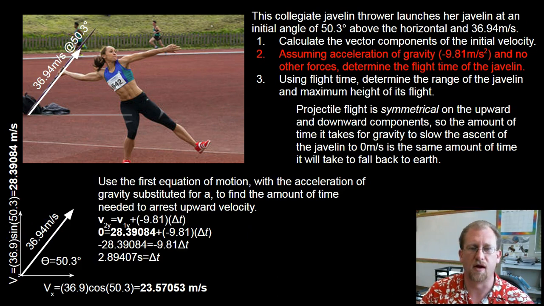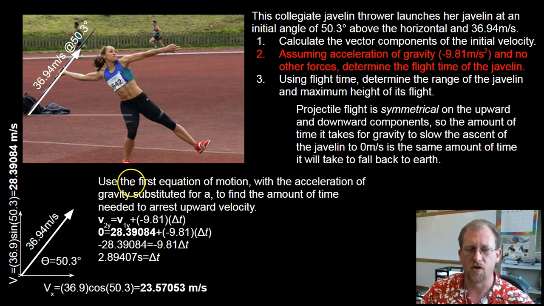I need to determine how long it's in the air. Okay, we need to realize that projectile flight is symmetrical. So the same amount of time that it takes the javelin to leave her hand and peak is the amount of time that it'll take from the peak to the ground. Projectile flight is symmetrical on both sides, the upward and the downward component. So the amount of time it takes for gravity to slow the ascent of the javelin to 0 meters per second is the same amount of time that it'll take it to fall back to Earth.